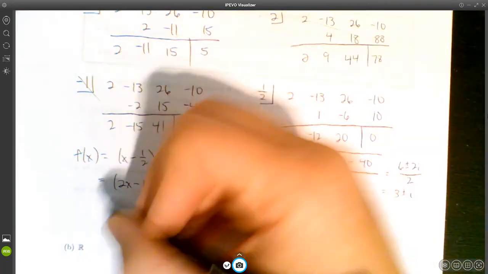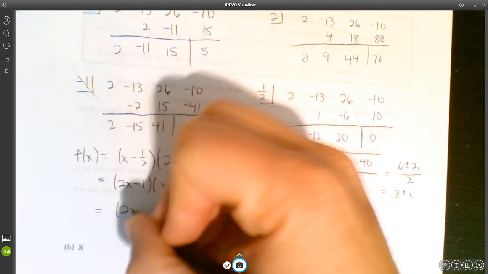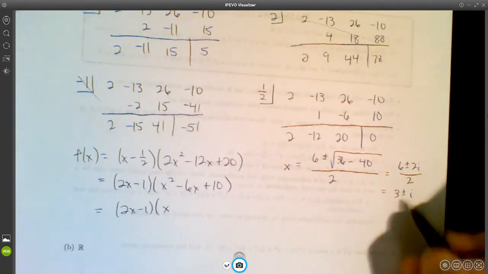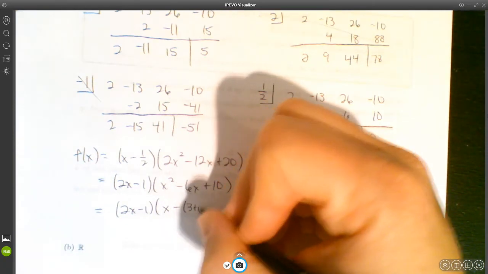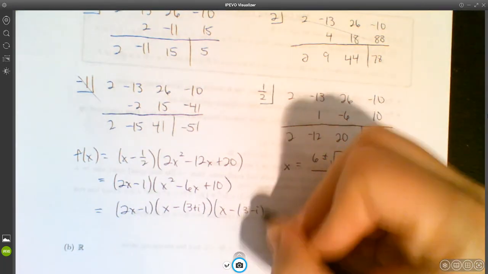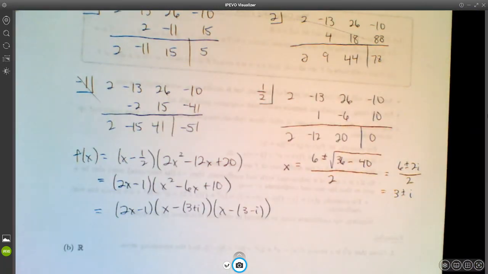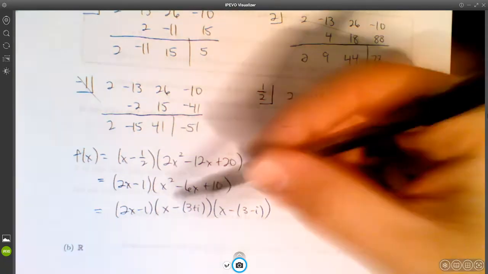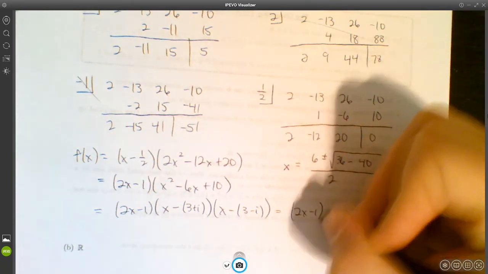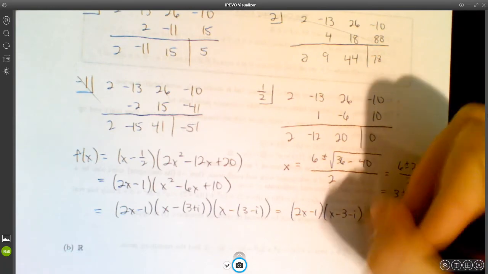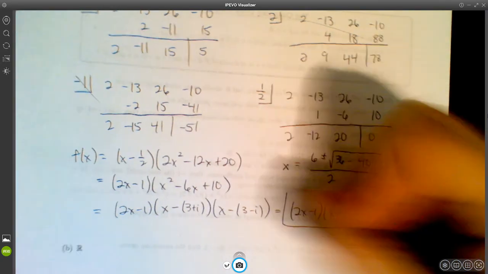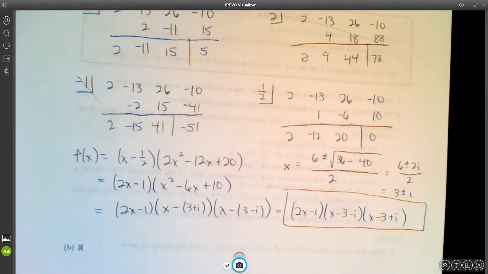Okay, so the complete factorization over the complex numbers would be 2x minus 1 times x minus 3 plus i times x minus 3 minus i. If you want to distribute that negative sign, you can. So we'd have 2x minus 1 times x minus 3 minus i times x minus 3 plus i, right? But there you go. That's your complete factorization over the complex numbers.